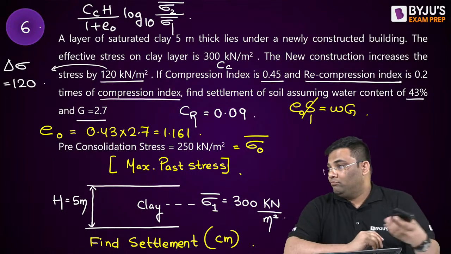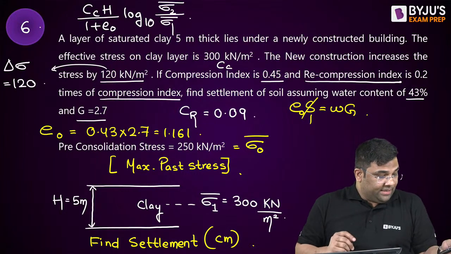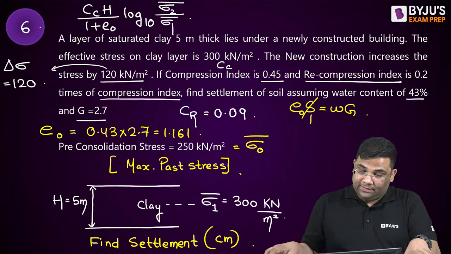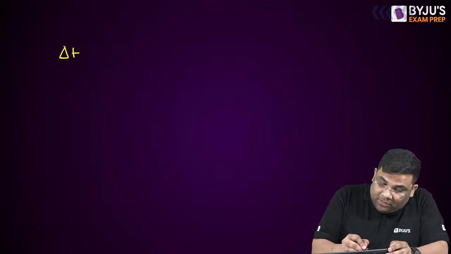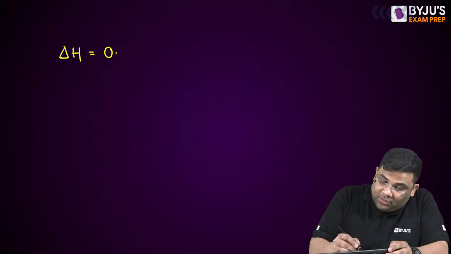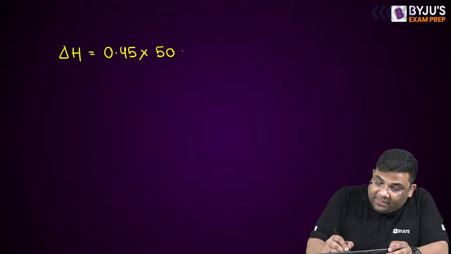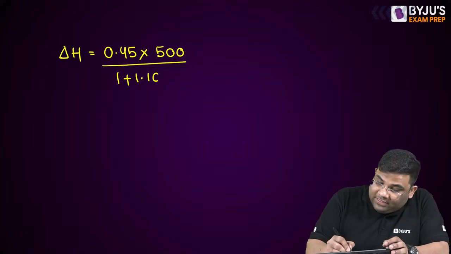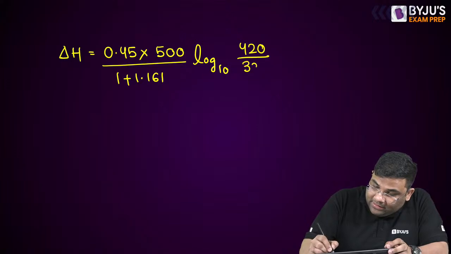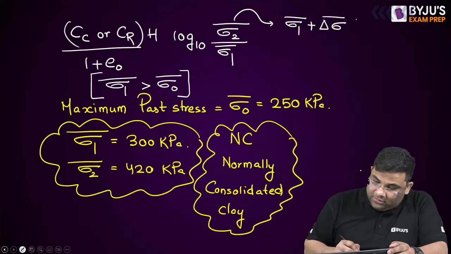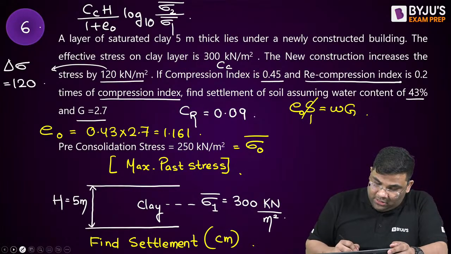0.152 meter. Okay, centimeter 15.2. Right? Yes. So I'll use this relationship. So delta H will be equal to CC, which is given as 0.45. H I will use 500 centimeter divided by 1 plus 1.161, 1 plus e naught, log 10. Sigma 2 is 420 and this is 300, sigma 1. Right? So if you use these formulas, you'll get the answers.